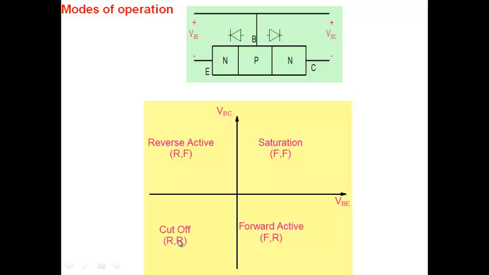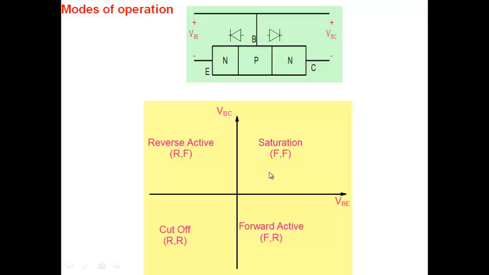And the last one is where none of the junctions are forward biased. The base-emitter is reverse biased and the base-collector is also reverse biased. Both junctions are reverse biased, and reverse biased junctions, we know, carry very little current. So the transistor overall does not carry much current. We call that the cutoff state. In that mode, the transistor is very close to an open circuit. So there are four modes of operation.